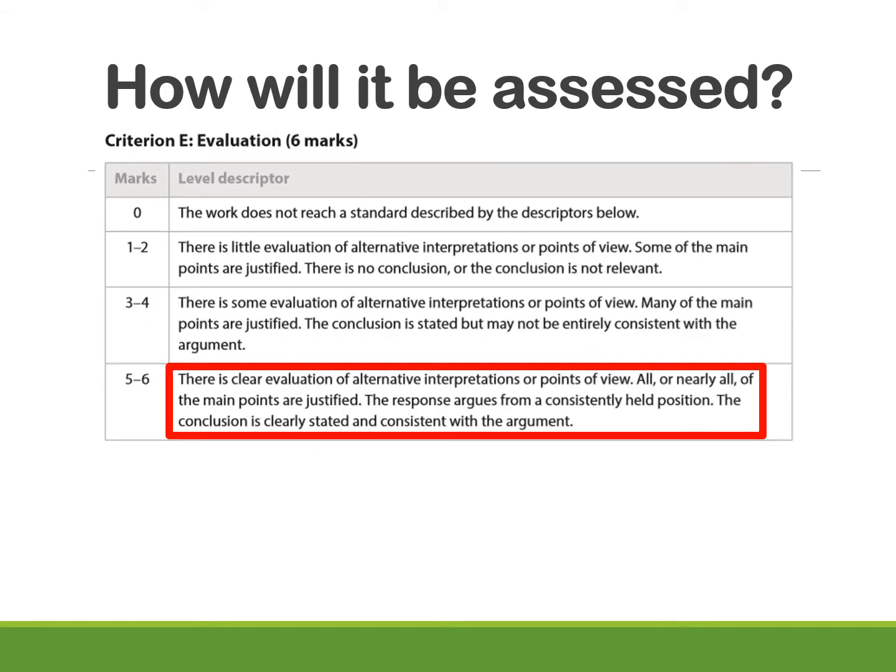Last criteria, evaluation, 6 marks. So again, the second to last one and the last one cumulatively, 14 marks out of 25. This is why I said that these two should be where the bulk of your IA is focused on, because it's over half the marks.